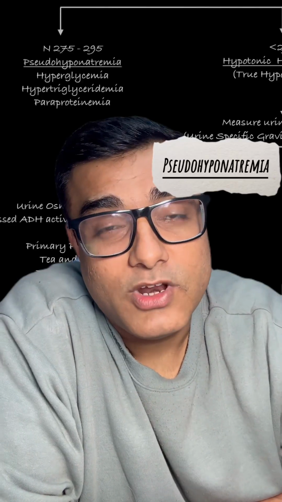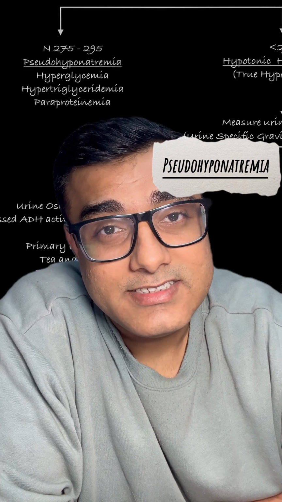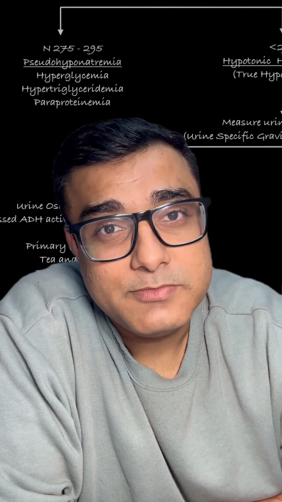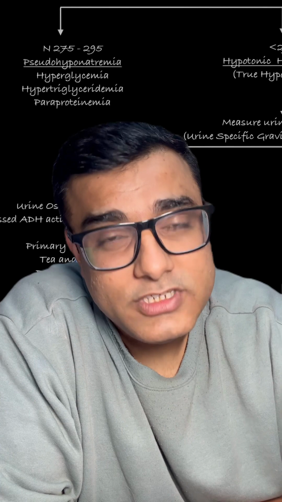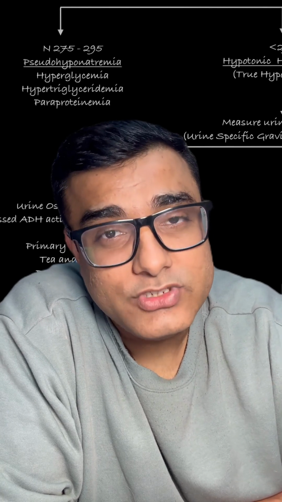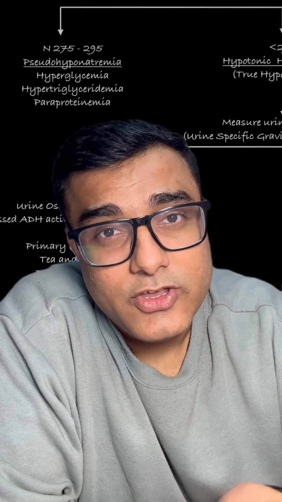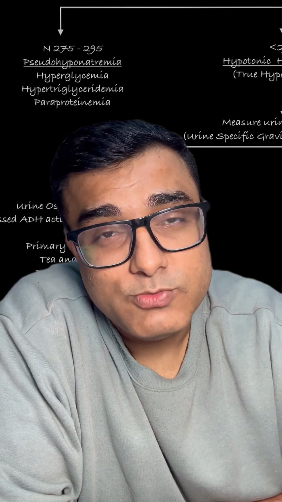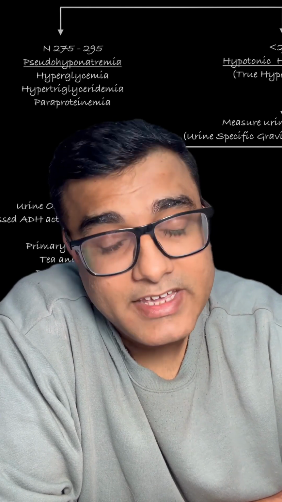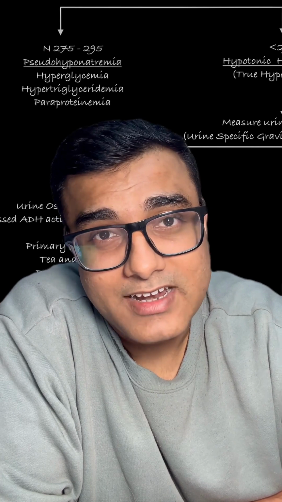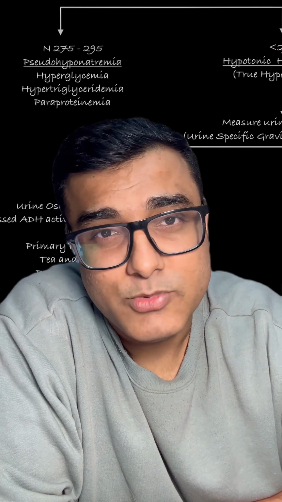Coming to normoosmolar hyponatremia, here some other osmotically active agent is present which pulls in the water, and it causes a dilutional effect on sodium. Usually in the presence of diabetes, glucose becomes the osmotically active agent. Same in the case of hypertriglyceridemia, paraproteinemia, and lipoprotein X disorders.